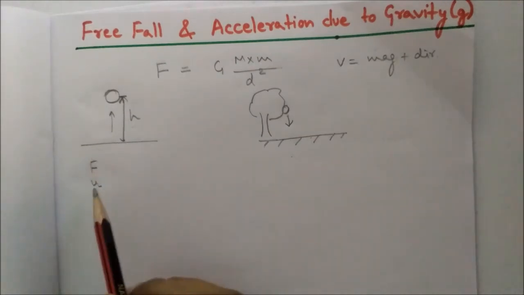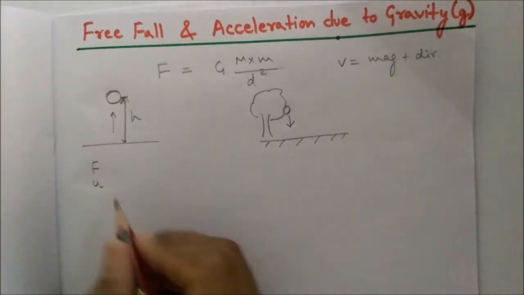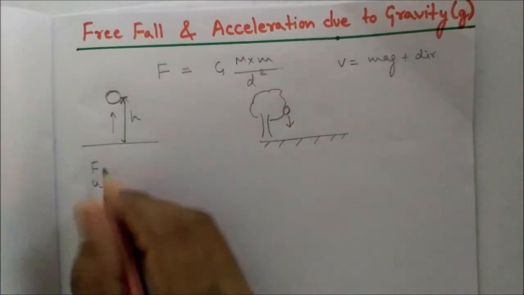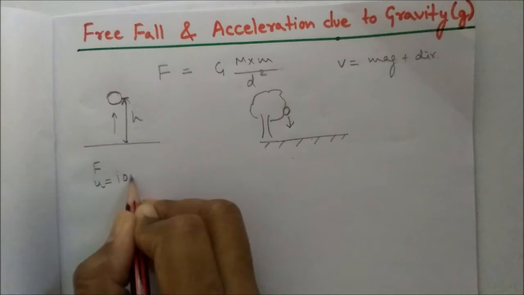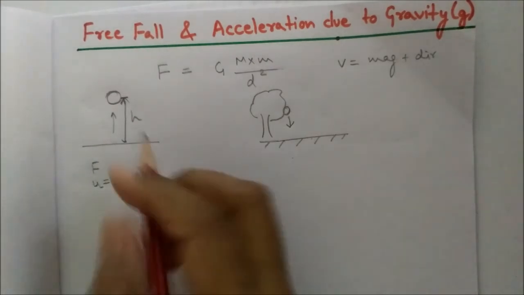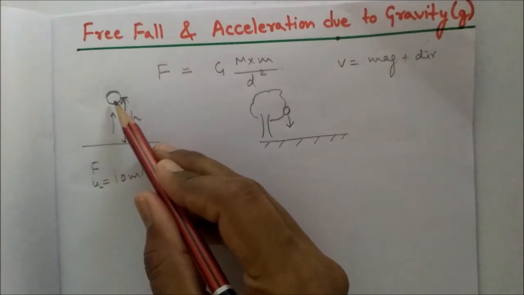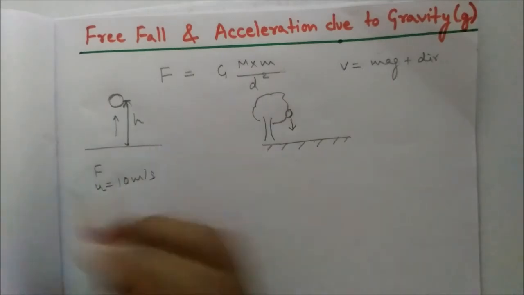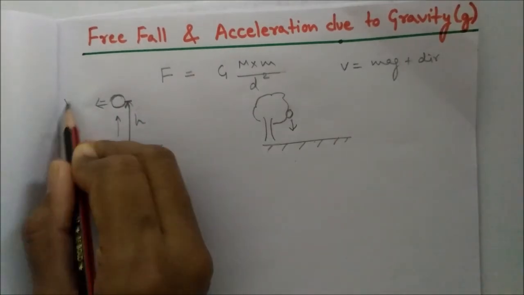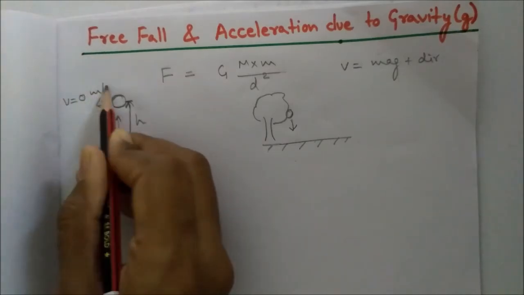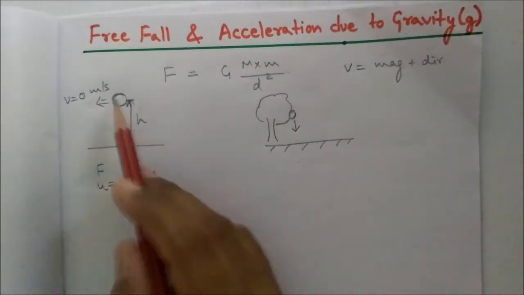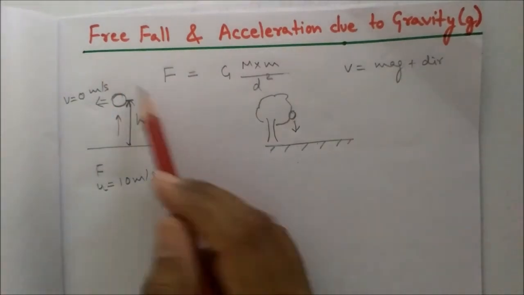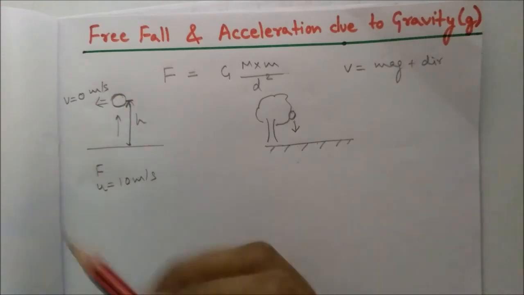So can I say that initially the velocity was U, and it had a certain value. I'm assuming that I have thrown the ball in the upward direction with a velocity of 10 meters per second. As the ball moves upward, its velocity will start decreasing, and after achieving the height h, its velocity becomes V equal to 0 meters per second. The ball stops after reaching a certain height and starts coming down. Just consider the starting part of the activity where the ball is going in the upward direction.